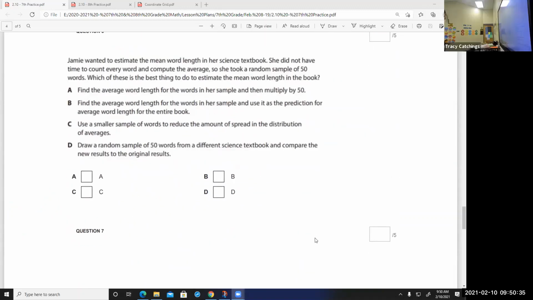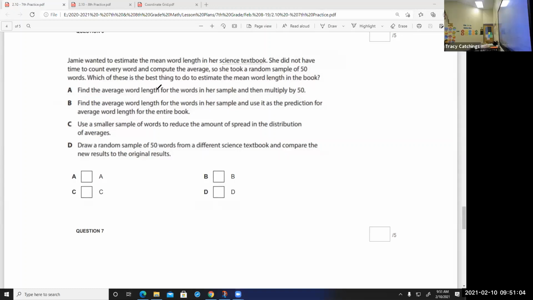All right, we're going to try to make it through 6. Somebody read it to us. Jamie wanted to estimate the mean word length in her science textbook. She did not have time to count every word and compute the average. So she took a random sample of 50 words. Which of these is the best thing to do to estimate the mean word length in the book?